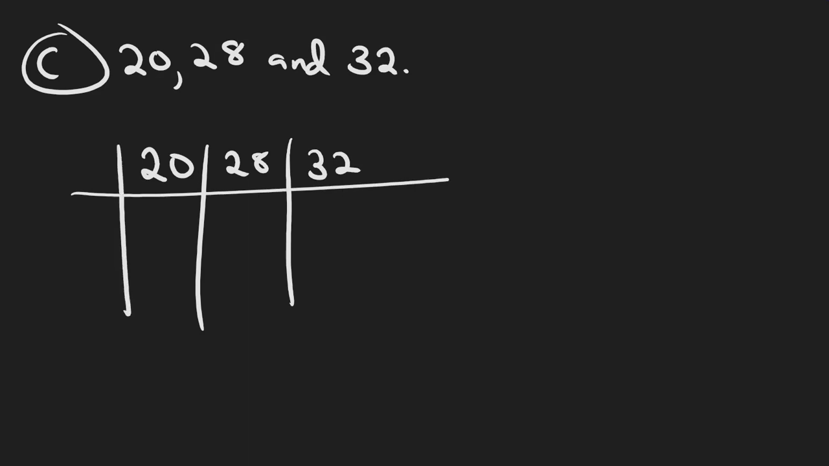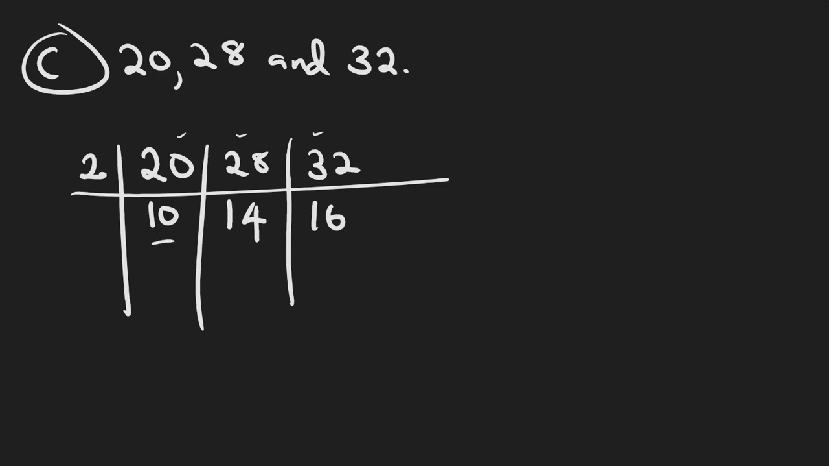So what is that number that can go into all of them? All of them. 2 can go into all of them. So 20 divided by 2 is 10. 28 divided by 2 is 14. And 32 divided by 2 is 16.